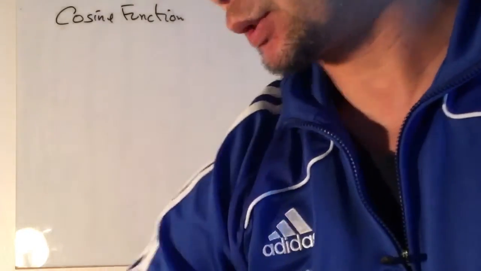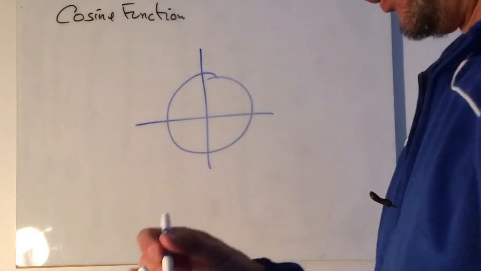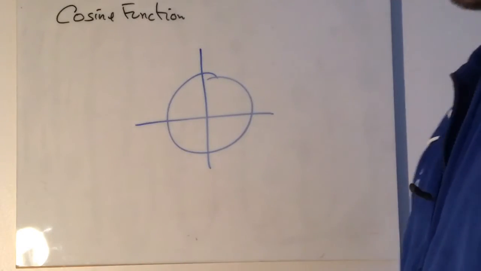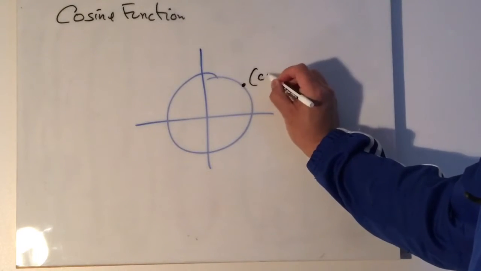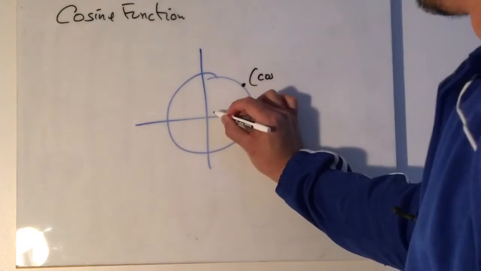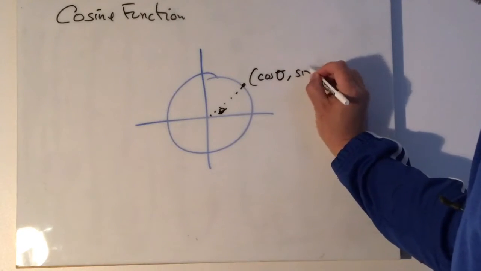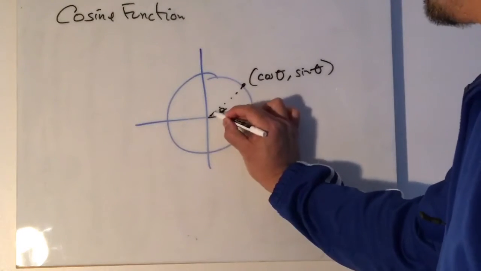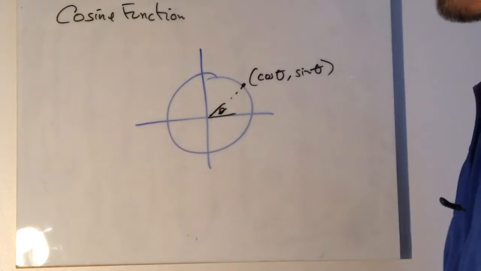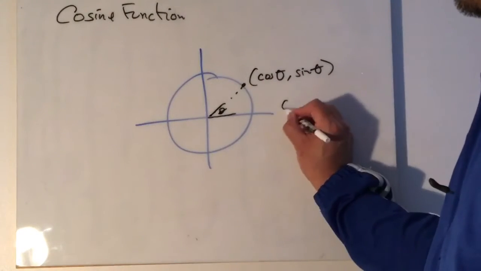So remember, if we go back to our unit circle, any point on that circle, we pick any point, the coordinates are cos of theta and sine of theta, theta being measured from the polar axis. So if we had an angle of 0, theta is equal to 0.